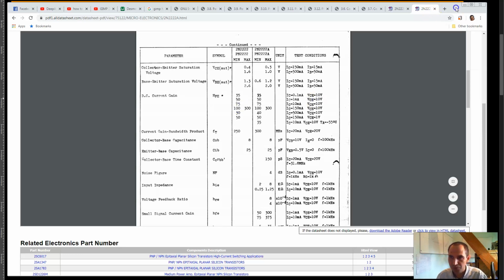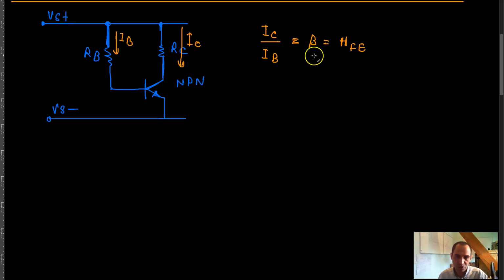Because the ratio of the collector current and the base current is beta. When your beta is equal to 50, that means that your collector current is always 50 times your base current. Whatever your base current is, your transistor is going to magnify the base current by a factor of 50, and that would be the current that is going through the collector of your transistor, right? So that's basically what happens.